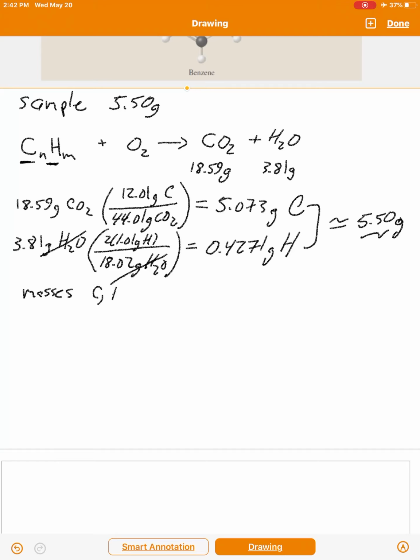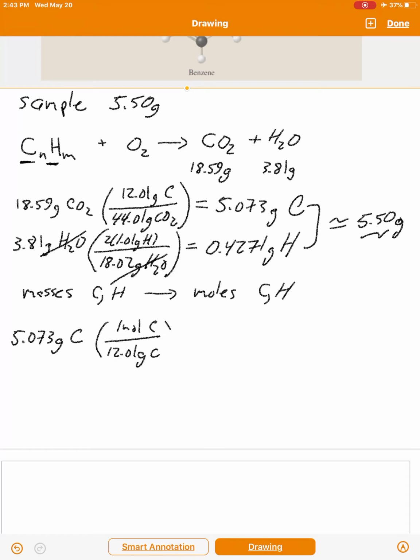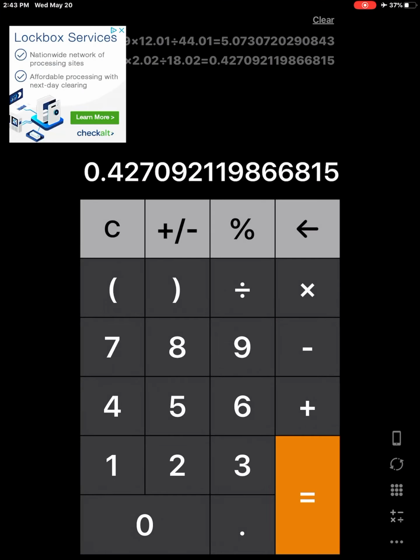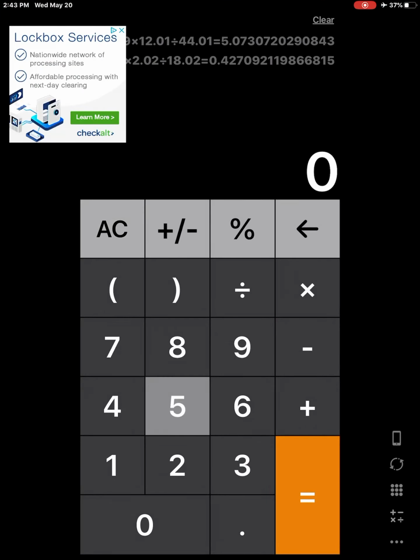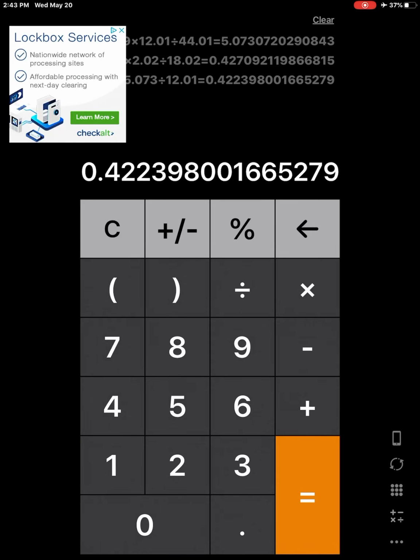Now, what we want to do in the next step is to take the masses of carbon and hydrogen and convert them to moles of carbon and hydrogen. And the reason will become apparent once we do that. So let's go through that exercise. 5.073 grams of carbon. Conversion to a mole, divided by the molar mass of that element. Okay, so 5.073 divided by 12.01. 0.4224.